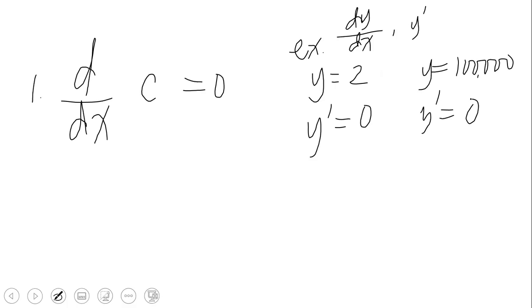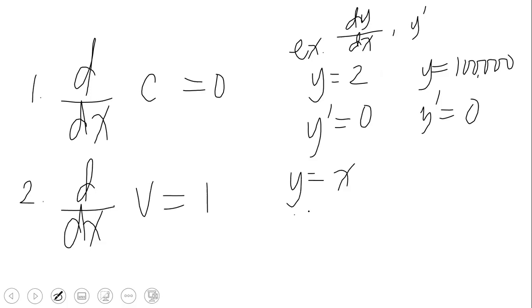Let's have number 2, the derivative d over dx of v equal to 1. So for a variable, the derivative of a variable is equal to 1. Example, we have y equal to x. Therefore, y prime equal to 1. Another example, y equal to 2x. Therefore, y prime will be 2.